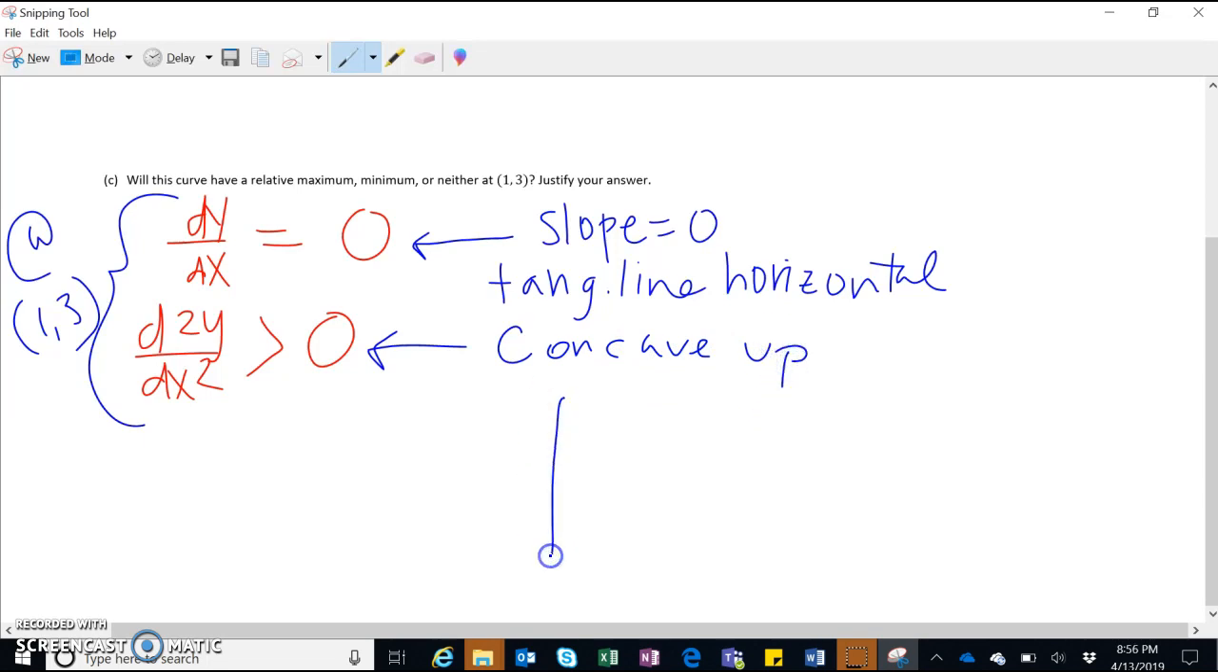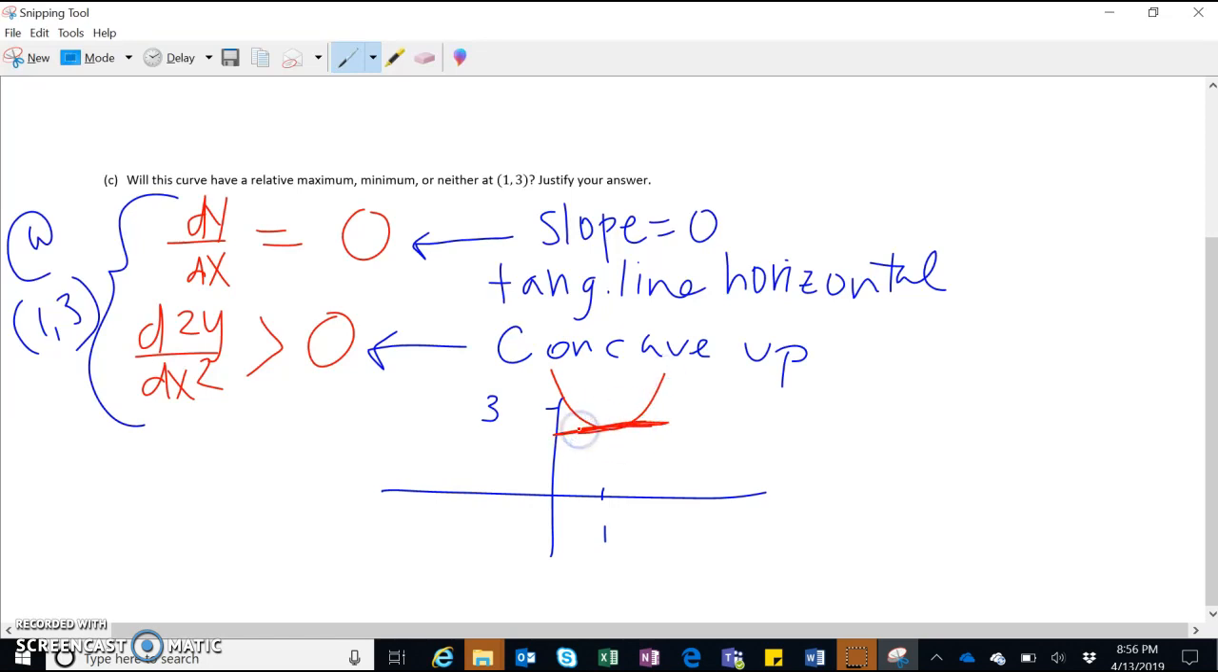So if I try to draw that, at (1, 3), I need to see some sort of curve that has a horizontal tangent line that's concave up. All right, here's 1, here's 3. I'm going to try and draw something that matches that real quick. Horizontal tangent line and concave up right here at this point. Whoops. Perhaps something that looks like this.